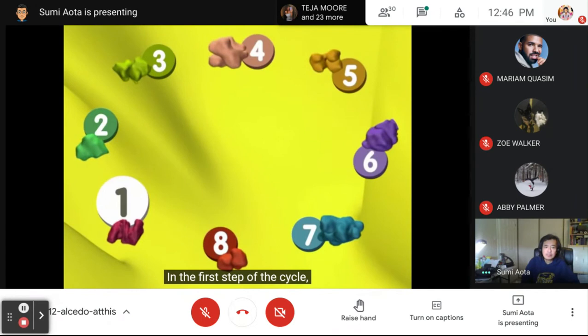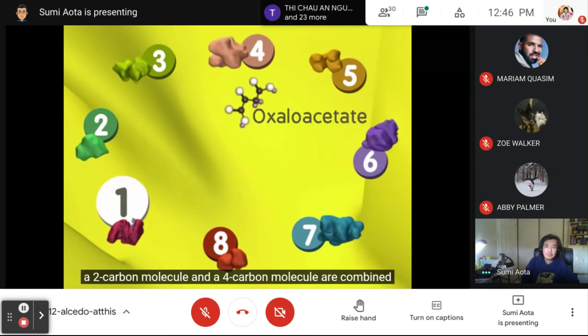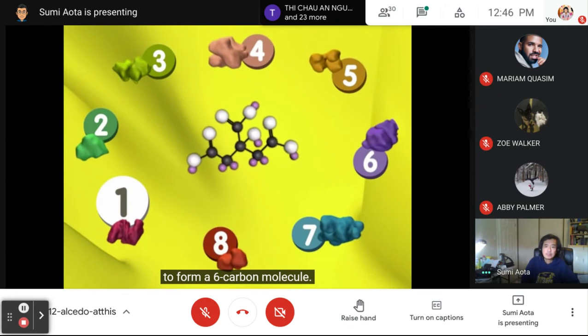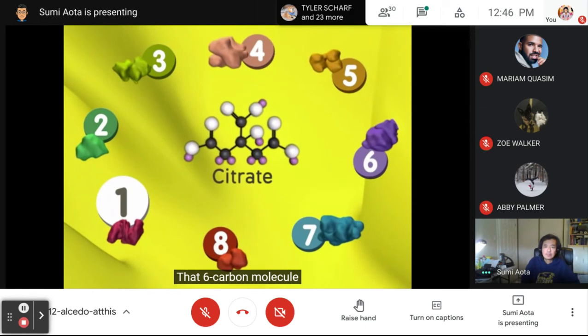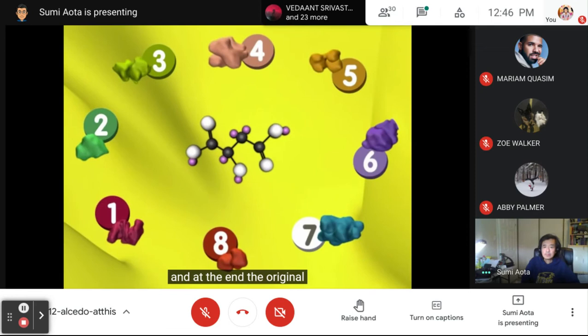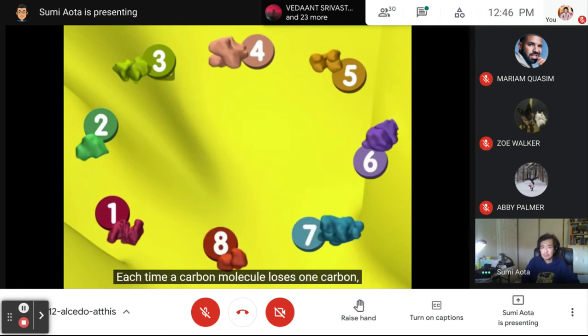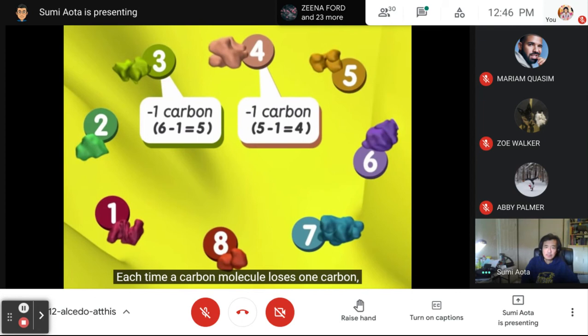In the first step of the cycle, a 2-carbon molecule and a 4-carbon molecule are combined to form a 6-carbon molecule. That 6-carbon molecule undergoes multiple biochemical changes during the cycle, and at the end, the original 4-carbon molecule is produced. Each time a carbon molecule loses 1 carbon, a carbon dioxide is released.